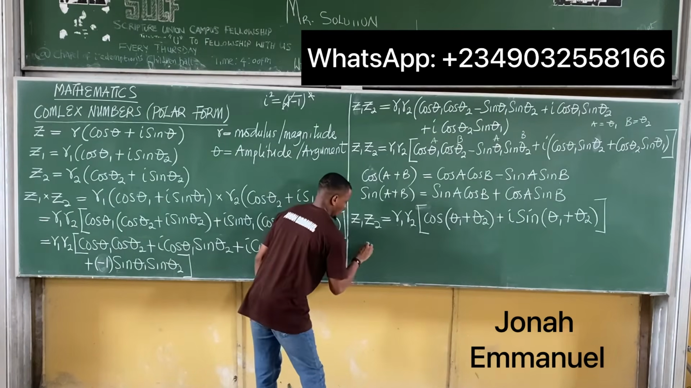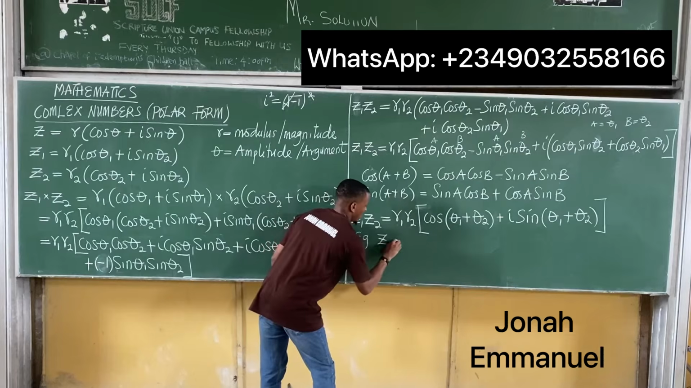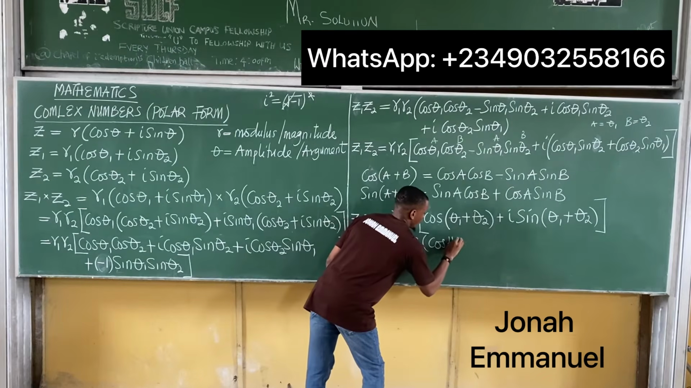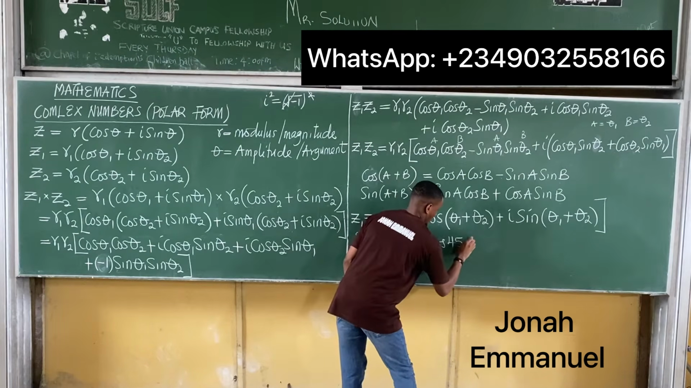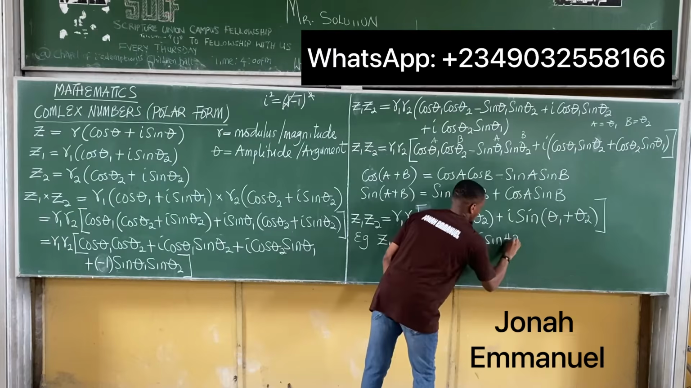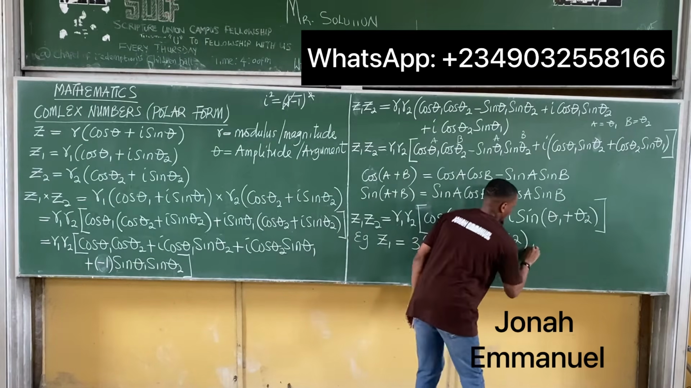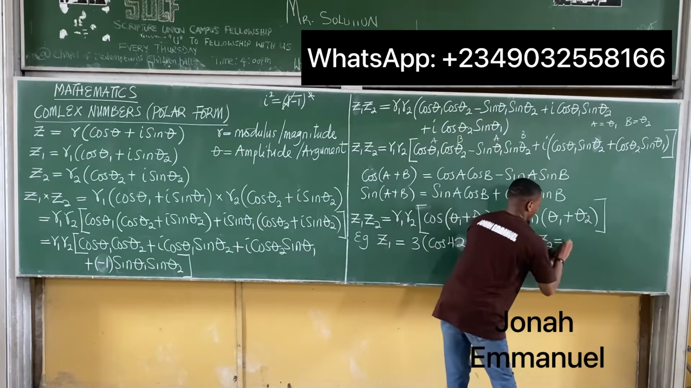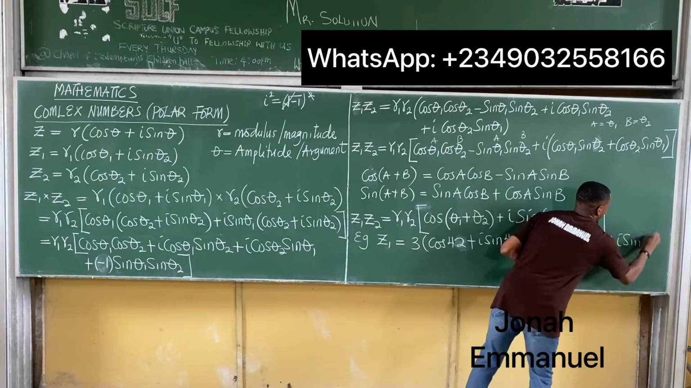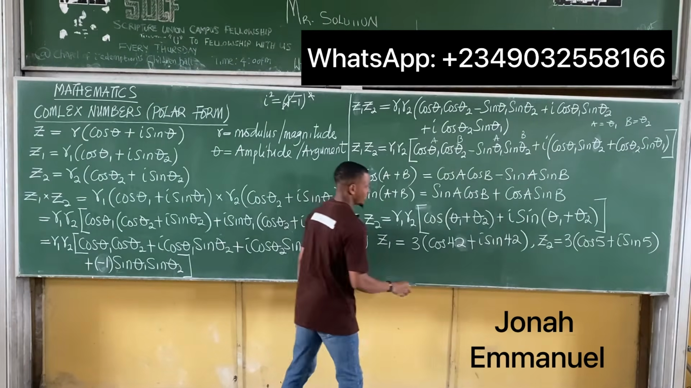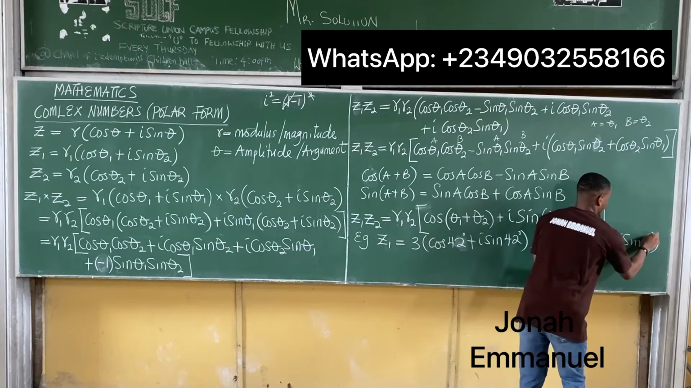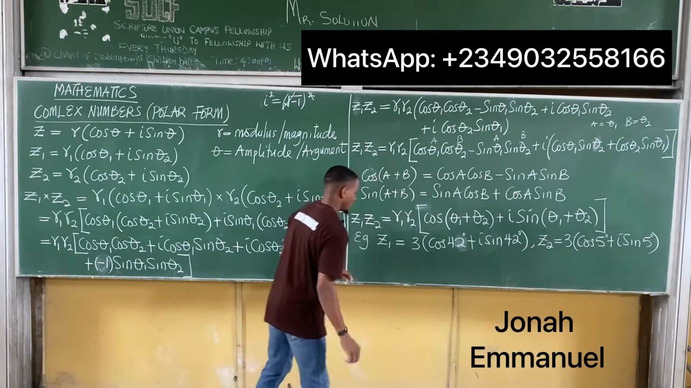So with this now, example, let me say I had Z1 as being equal to 3 into cos 42 plus i sine 42, and I had Z2 as equal to 3 into cos 5 plus i sine 5. And I'm asked to find, of course, this is in degrees, and also in degrees. So I'm asked to find the value of Z1 Z2.